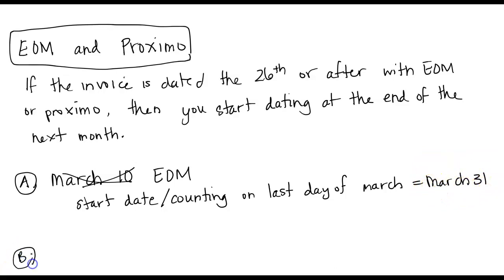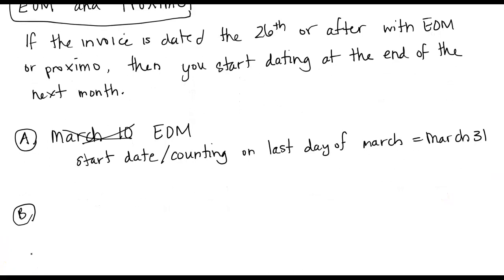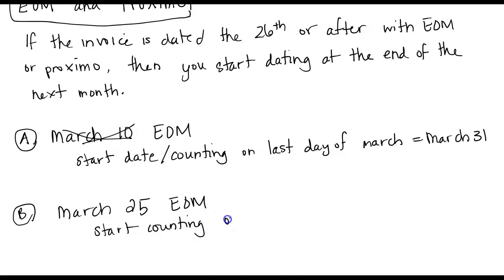A second example is what if we had March 25th with our end of the month or Proximo? Again, March 25th is not the 26th or thereafter, so we only get the end of March to start our counting. So start counting on the last day of March, which is March 31st.